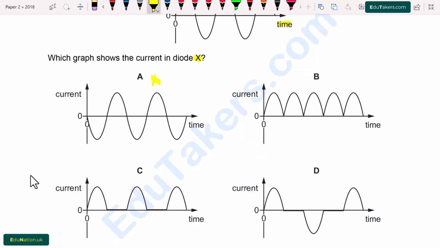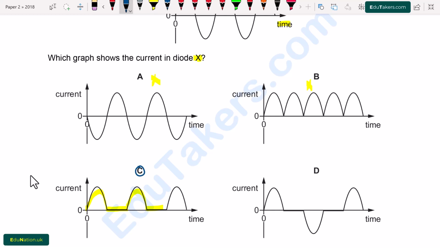In option B, here we can see that this is direct current, but here both of the halves are shown. It means that in the diode only one half passes and the second is blocked. So this is also incorrect. In option C, we see here that one half of the wave passes and then the second half is blocked. Then again the first half passes and again the second half is blocked. So option C is correct.